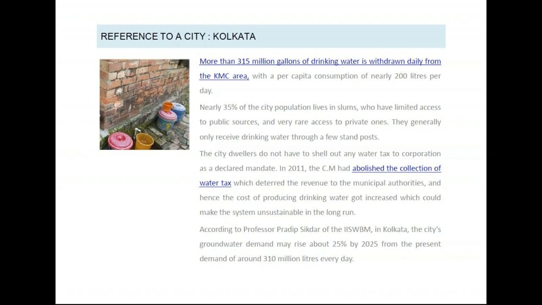According to Professor Pradeep Sikdar of IISWBM in Kolkata, the city's groundwater demand may rise by about 25% by 2025 from the present demand of around 310 million liters per day.